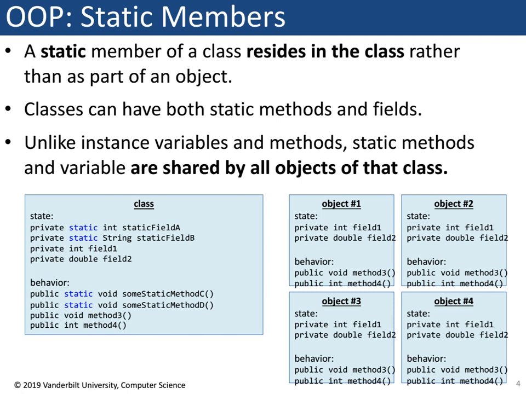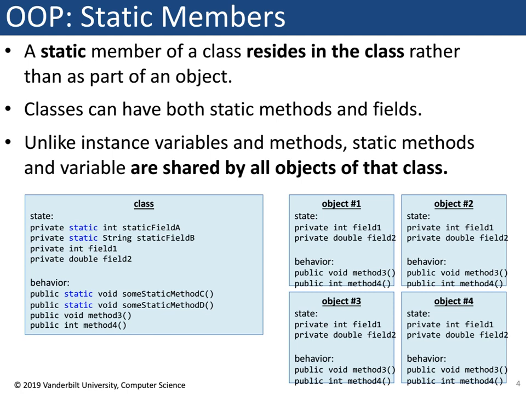Rather, there only exists one copy. There's only one if it's declared as static, and it resides in the class, not in the object instance. And you can have both static methods and static fields, which will reside in the class, not in the object instance. So unlike instance variables and methods, static methods and variables are shared. There's only one, and it exists at the class, and it's shared with all instances of that type.